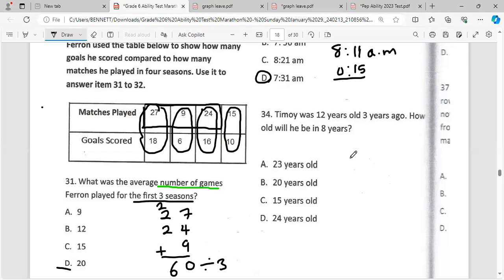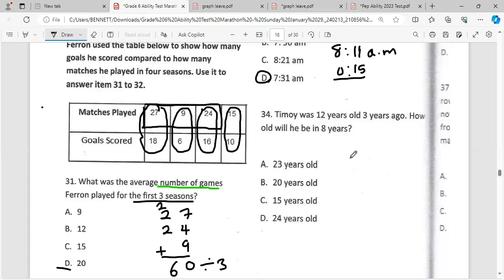Sir, Timoy was 12 years old 3 years ago. One person talking, guys, one at a time. Timoy was 12 years old 3 years ago. That means you have to add 3 to 12, which is going to be 15. And then 8 plus 15 is 23. That's how I got 23 years old.